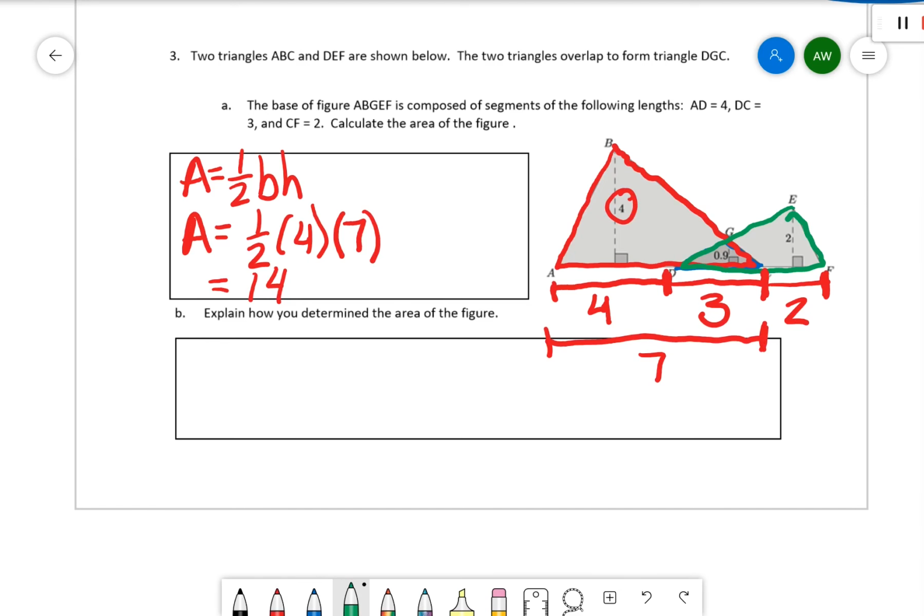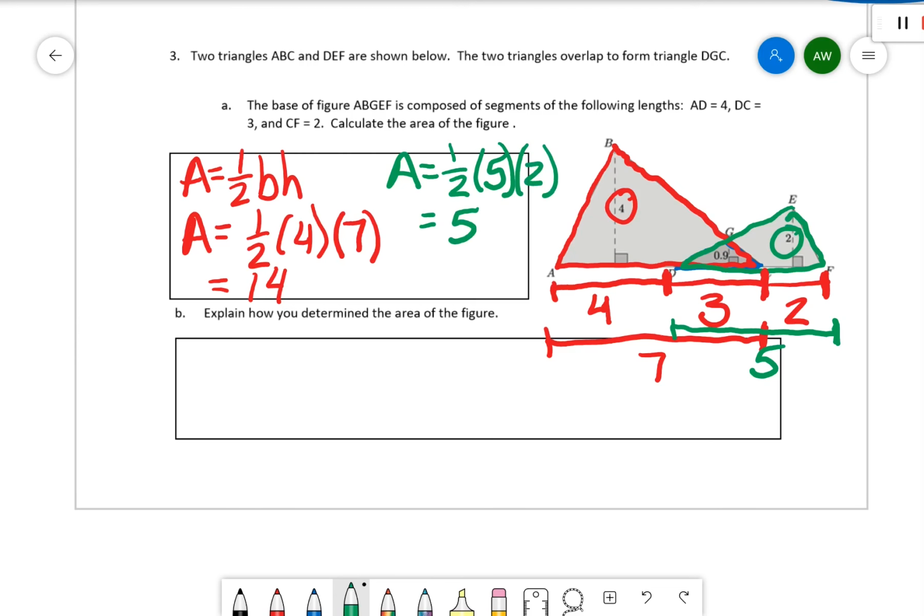Now let's find the area of the green triangle. So here, just like with the red triangle, I don't know what my base is yet. Here my base is the 3 and the 2 put together, which is going to be 5. So my area of the large triangle is 1/2. My base is 5. My height is 2. And that means that my answer here is 5.